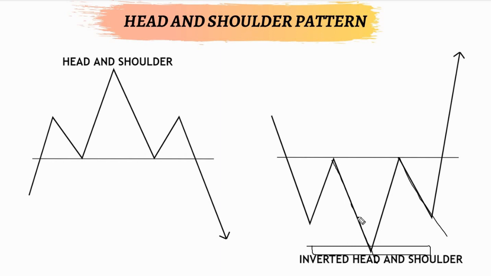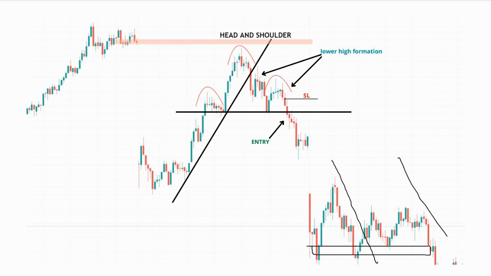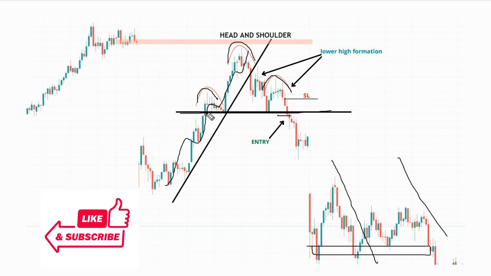Okay, so I hope you understood the head and shoulder pattern and the inverted head and shoulder pattern, and their pictorial and graphical representation. Now we will discuss the charts and dive deep into the head and shoulder pattern so that your doubts are absolutely cleared. So now let's look at the first example. See, a strong uptrend, then we saw a head and shoulder pattern, and see, after this breakdown of the last swing low, prices fell off sharply.